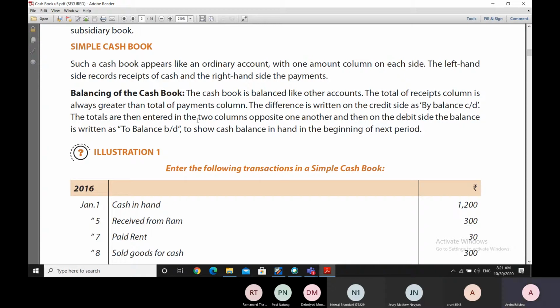So after entering the difference on the credit side, the totals are entered in the two columns opposite one another, and then on the debit side we write the balance as "To balance brought forward" to show the cash balance in hand at the beginning of the next period, which is the brought forward amount.